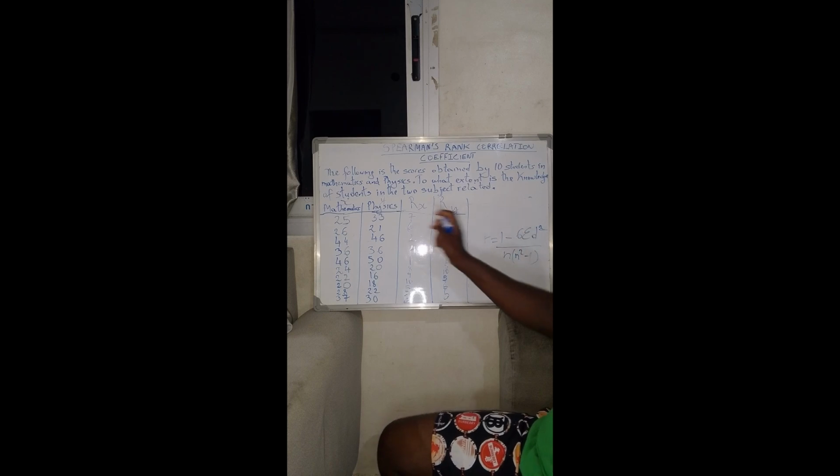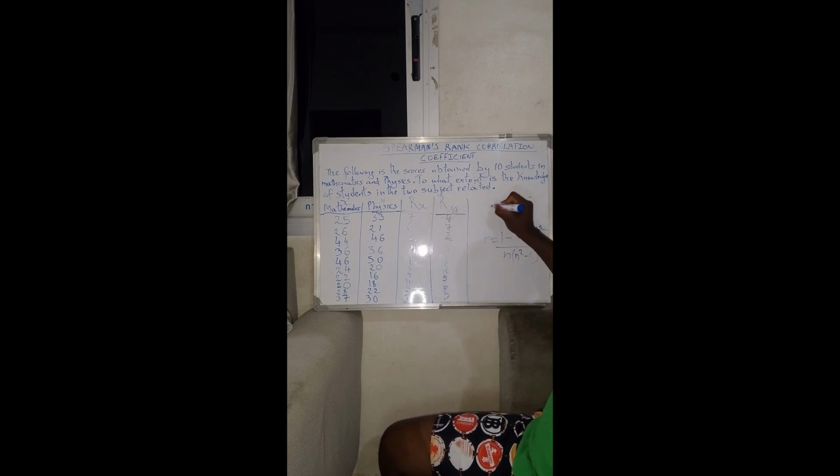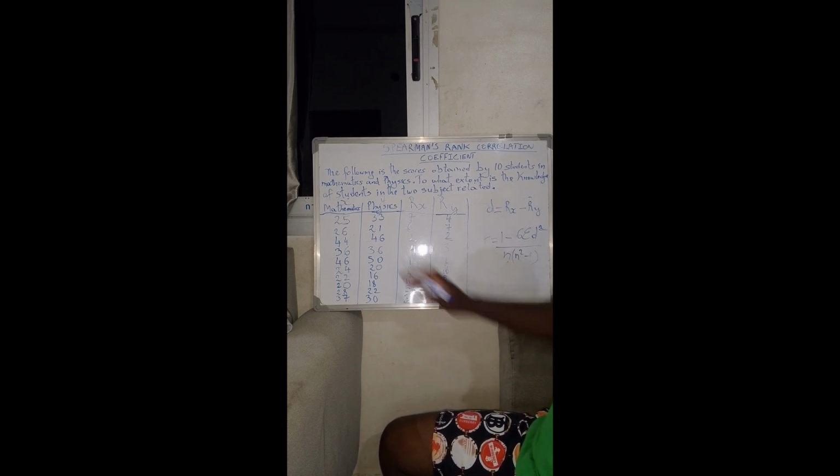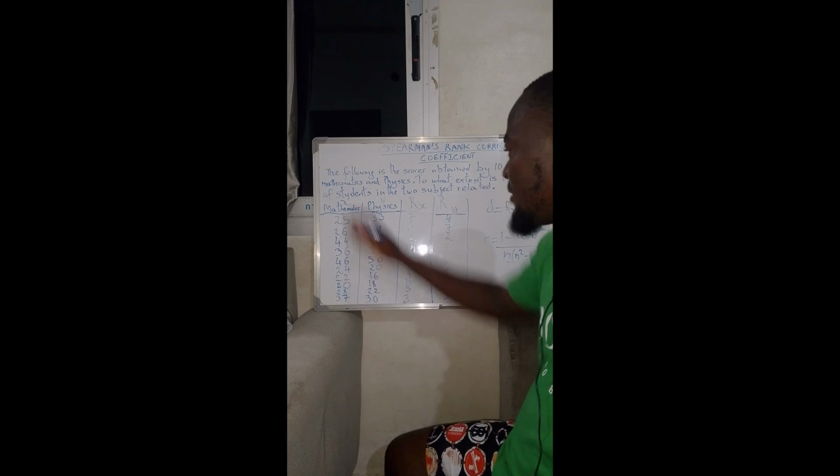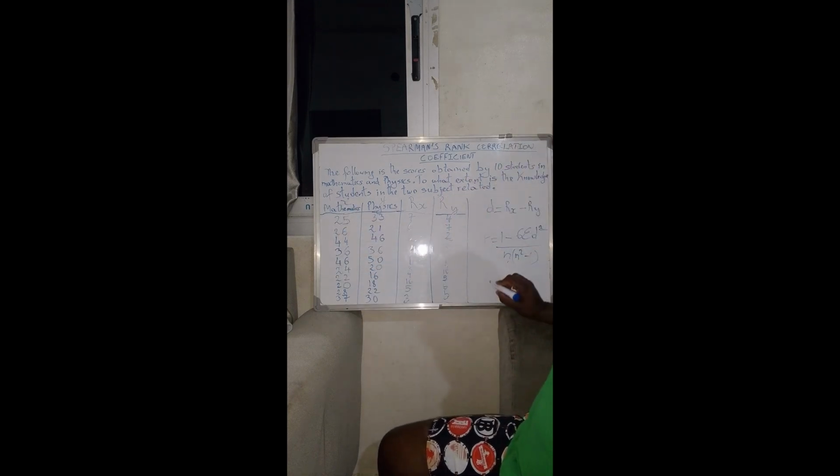The difference in rank is D. D is known as the difference in rank. That is, D is equal to rank X minus rank Y. Whereas N is the number of observations, that is the number of candidates we have here. We have 10 students. This is our N. N is equal to 10.